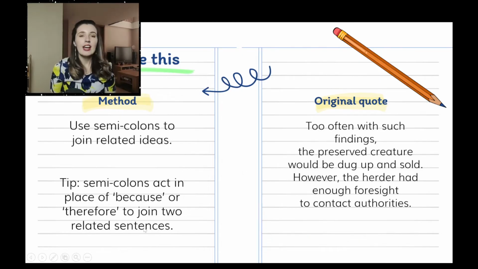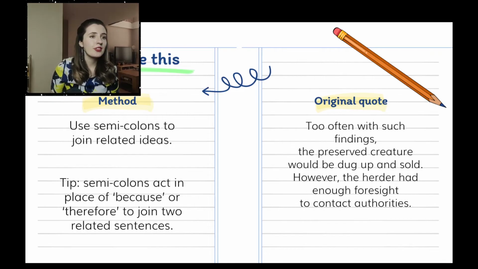So anyway, here once again is your sentence from the extract. Can you try to join some of these ideas together using a semicolon? Too often with such findings, the preserved creature would be dug up and sold. However, the herder had enough foresight to contact the authorities. Pause the video now and have a go at doing that on your worksheet.